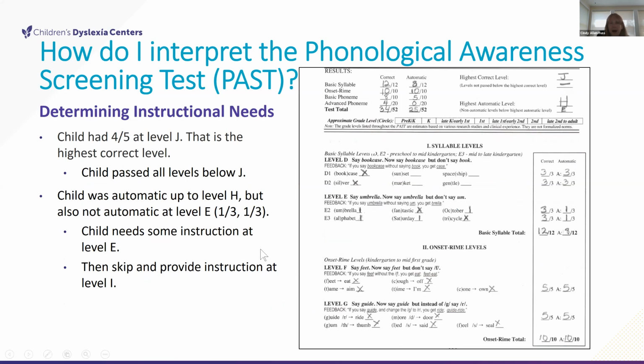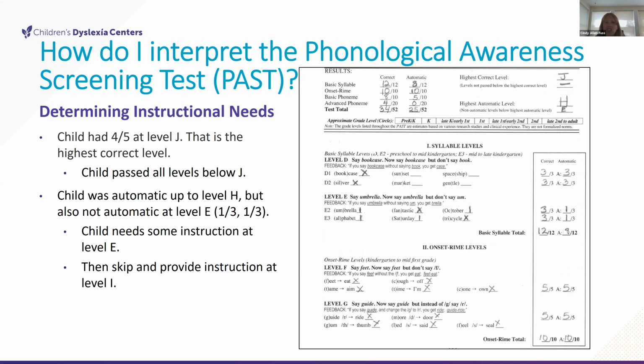In this example, I have a picture of the front of the test so you can see the scoring at the top, but the information on the back of the test is over on the left-hand side. So this child, you can see how they did on the front. They did really well. This particular child was not automatic with some of the multisyllabic words and deleting the first syllable off of them in level E. So that's an area that I would work on with the child.